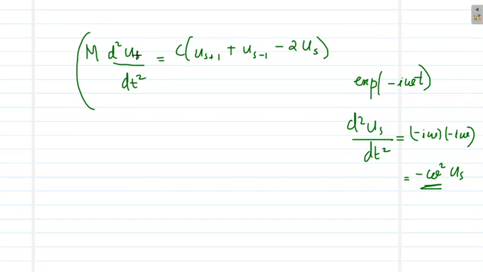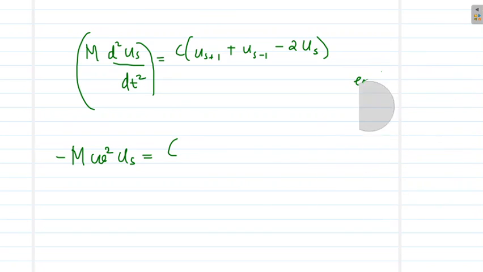So in this term m into d square u_s by dt square, we can write it will be simply minus m into omega square into u_s, because d square u_s by dt square will be simply minus omega square into u_s. So this is equal to c into u_(s+1) plus u_(s-1) minus 2 u_s.